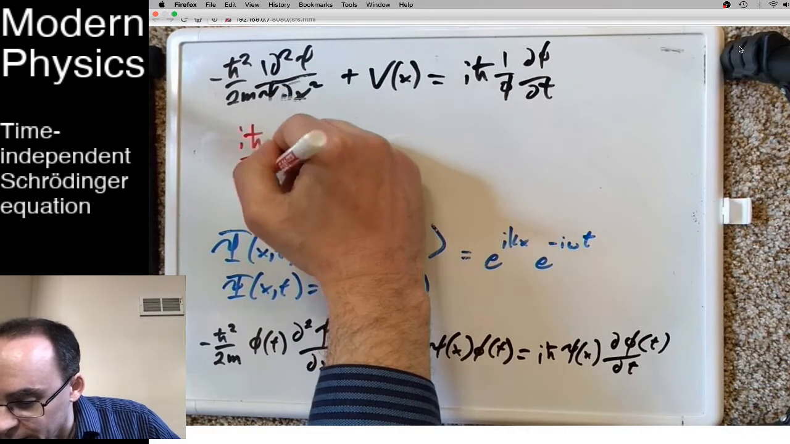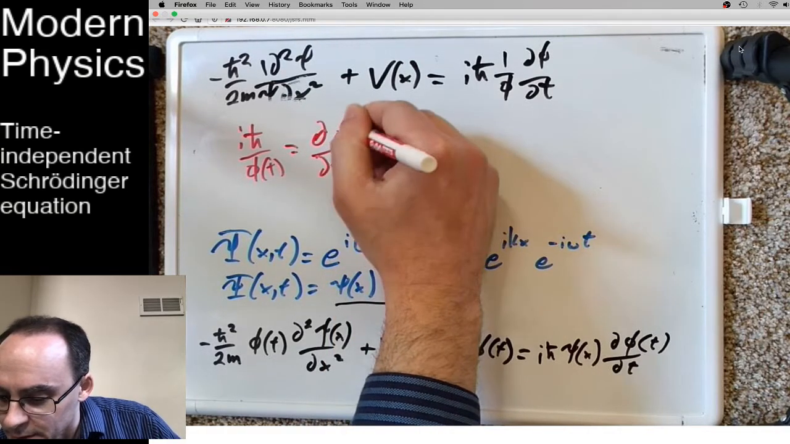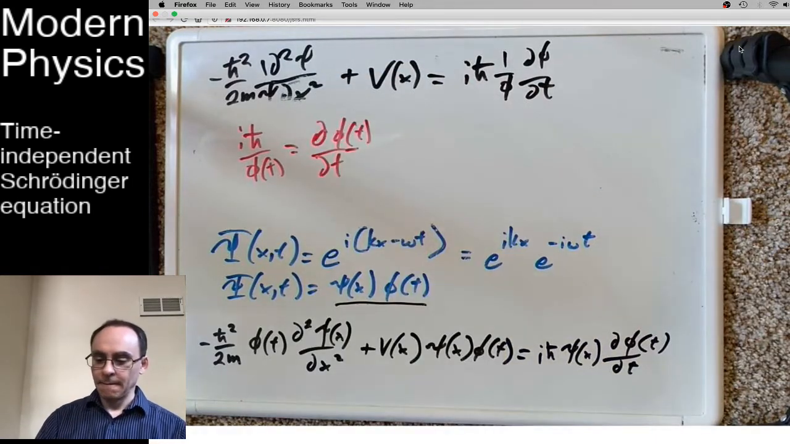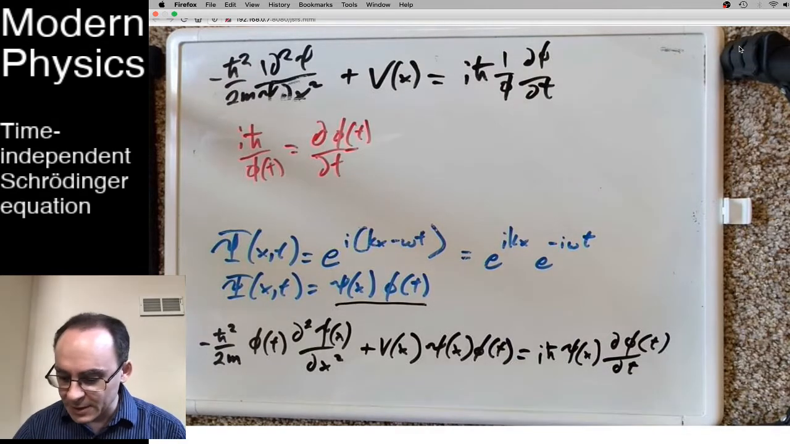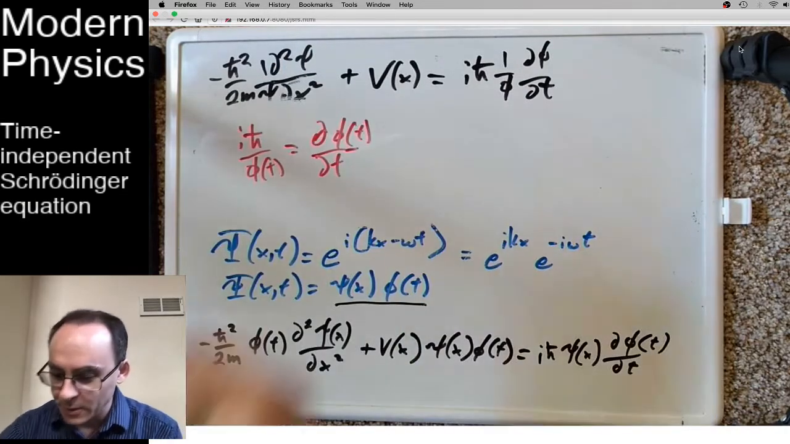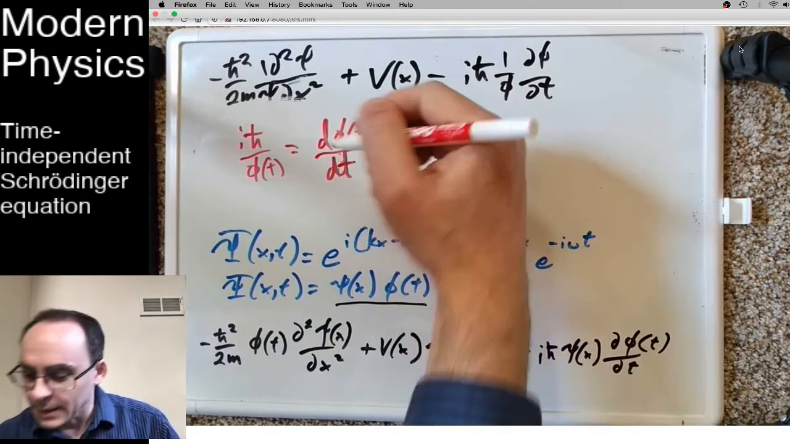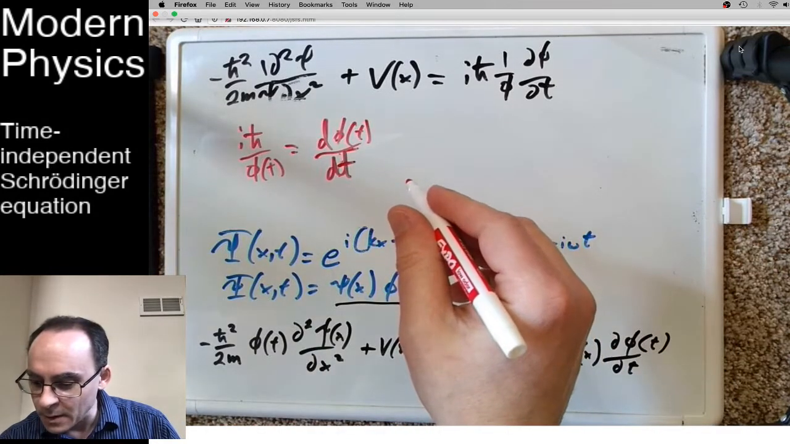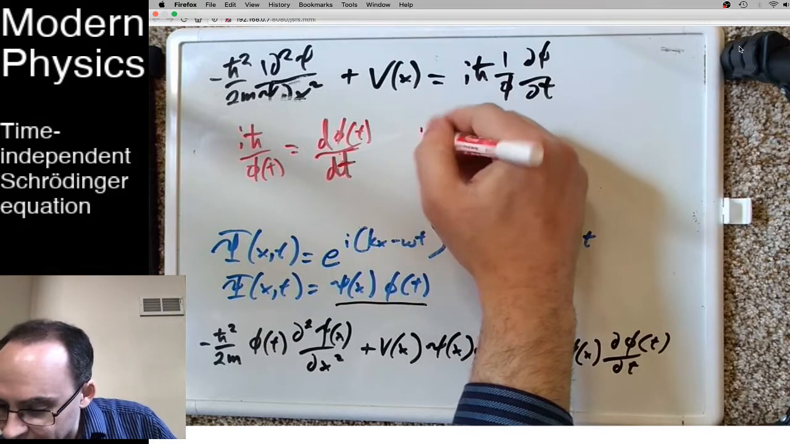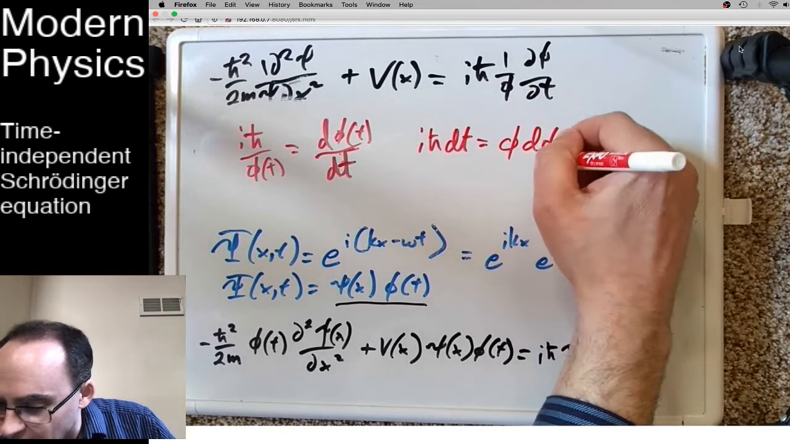Over phi of t, I'll write as a function, equals d phi dt. Since this thing is only a function of time, these derivatives I've written as partial derivatives, but there's only one variable here, so really it's the same thing as a regular derivative. I'm just going to write d phi dt. So I can separate this, move this around and basically solve this. IH bar dt equals phi d phi.